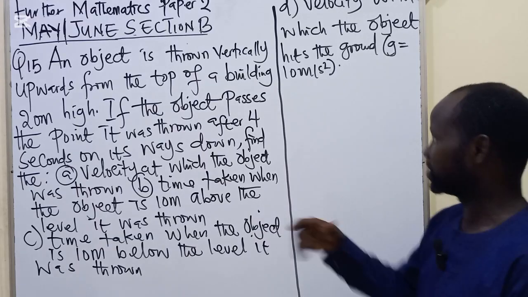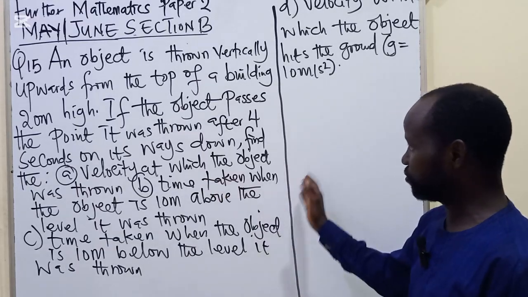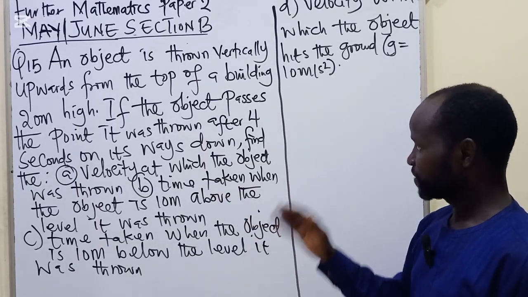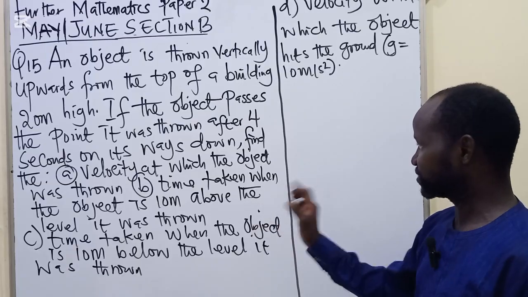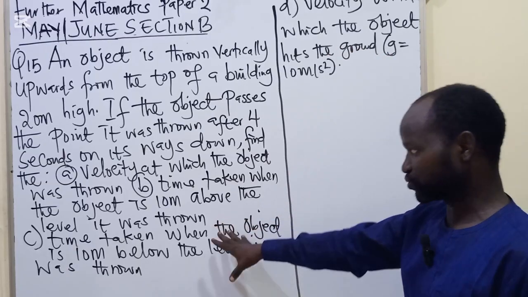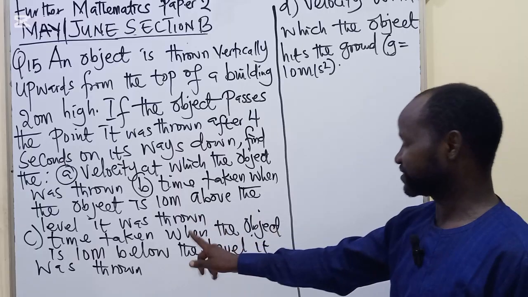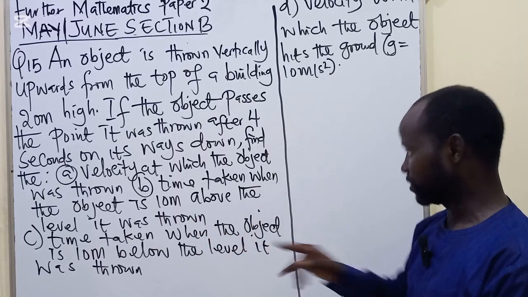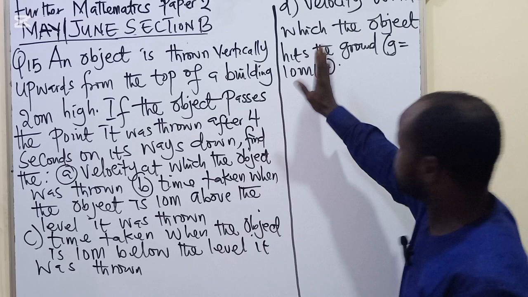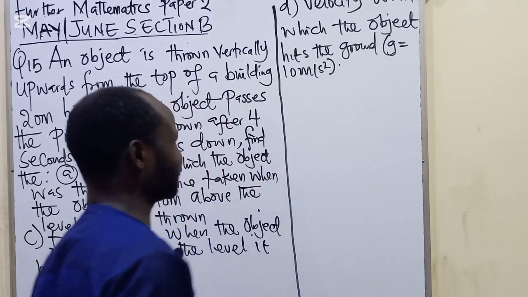We are asked to find the velocity at which the object was thrown. That's A. B: the time taken when the object is 10 meters above the level it was thrown. C is the opposite of B: the time taken when the object is 10 meters below the level it was thrown. The D part: the velocity with which the object hit the ground.